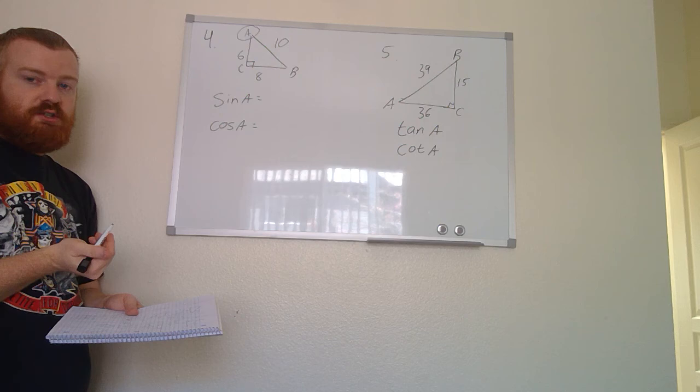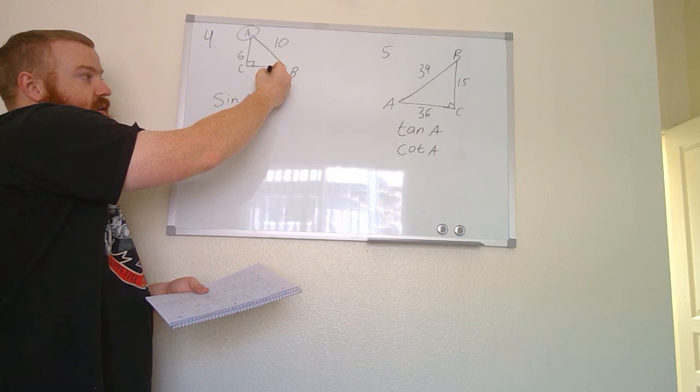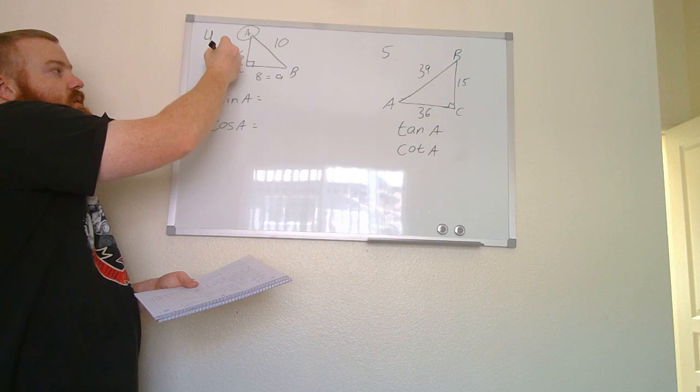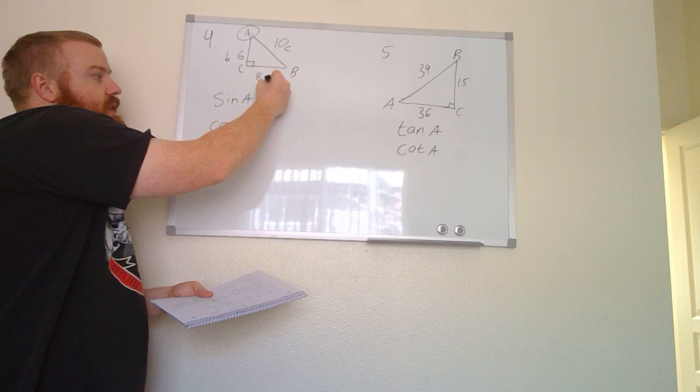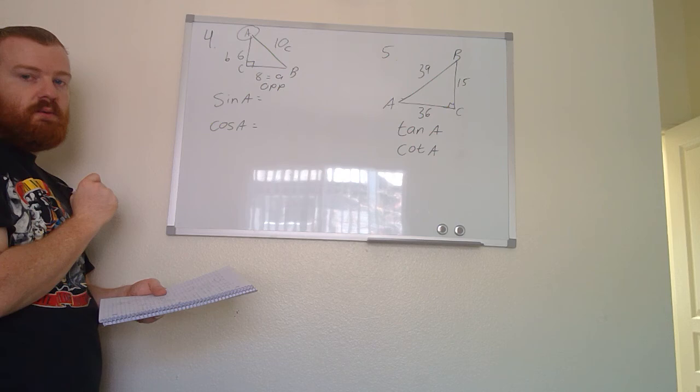So the one that's directly across from it, the side length that's labeled 8, that one will be A. The one that's across from B will be side B. And the one opposite angle C will be side C. So the one that's directly across, in this case side length A, is going to be the opposite side. The one that is across from the 90 degree angle will always be the hypotenuse, which leaves the remaining side as the adjacent.